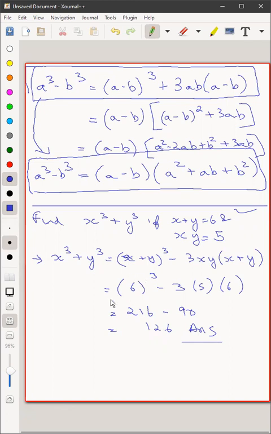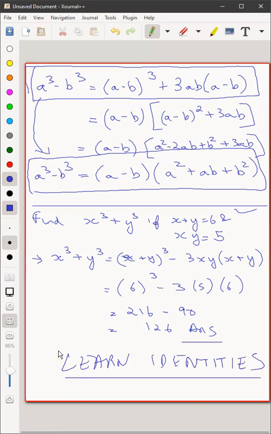Fine. Any doubts, anyone? Again, learn identities. I'll be asking you the identities again tomorrow. You cannot do this chapter if you don't know the identities. Okay, all of you learn them.